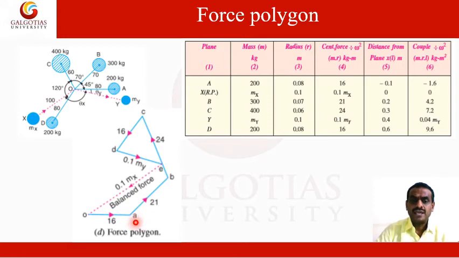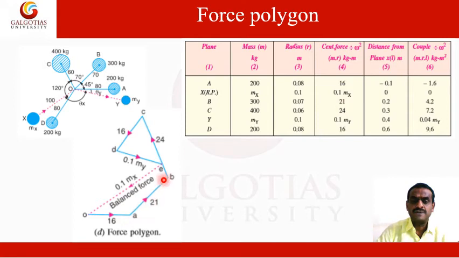From point A, we draw another line parallel to the B mass, with a length equal to 21. So for the B mass, the centrifugal force value is 21 kg meter.